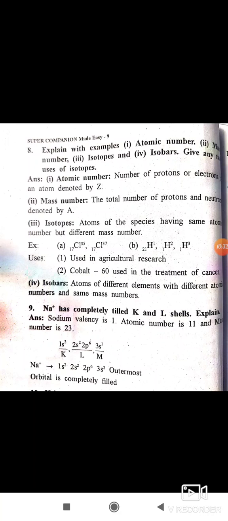And isotopes means having same atomic number, different mass numbers are called isotopes. It is used in agriculture research, and cobalt 60 is used in the treatment of cancer. Isobars, atoms of different elements with different atomic numbers and same mass numbers.